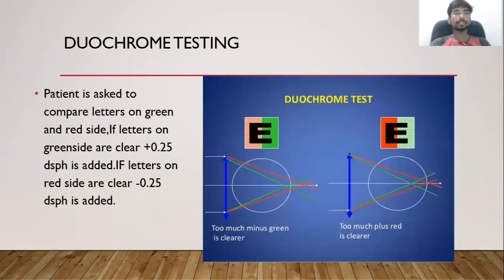Next is duochrome testing. The patient is asked to compare letters on the green and red side in the duochrome chart. If the letters on the green side are clearer, plus 0.25 diopter sphere is added. If letters on the red side are clearer, minus 0.25 diopter sphere is added.